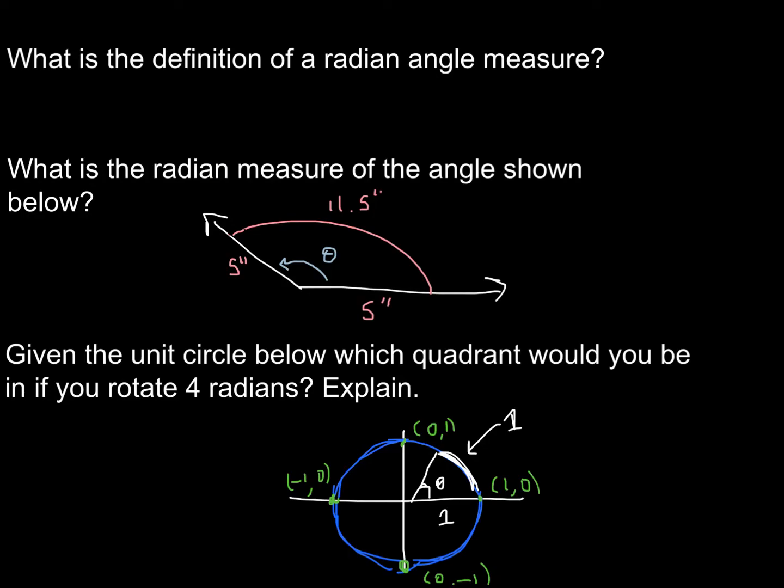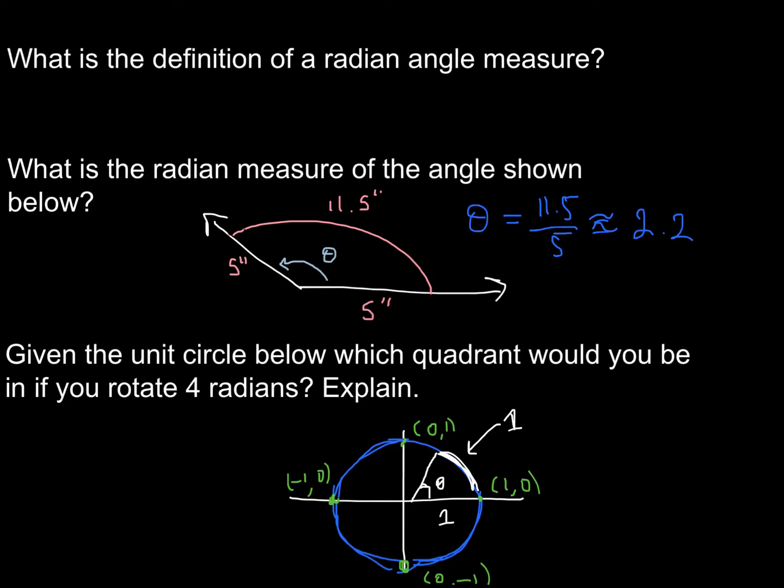And the way we can figure it out is we can say, okay, how many radiuses are in this arc length? So the angle theta will be 11.5 divided by 5 radians, and that's going to be a little over 2. So it's approximately, let's call it 2.2.